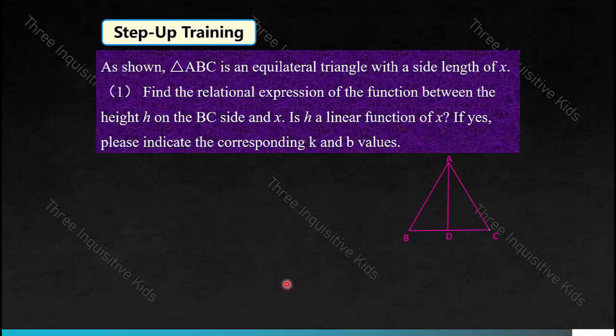Step up training. We're almost there, I promise. As shown, triangle ABC is an equilateral triangle with a side length of x. So this tells you that each side has a length of x. Find the relational expression of the function between the height on the BC side and x. Is h a linear function of x? If yes, please indicate the corresponding k and b values. What does k equal, which is the coefficient, and what does b equal, which is the constant term?